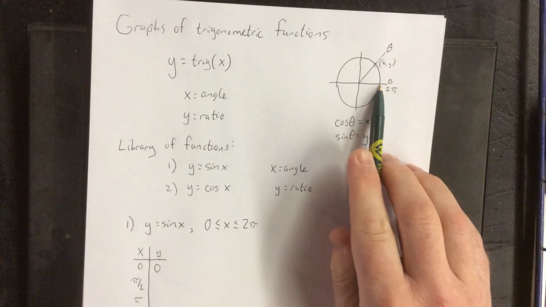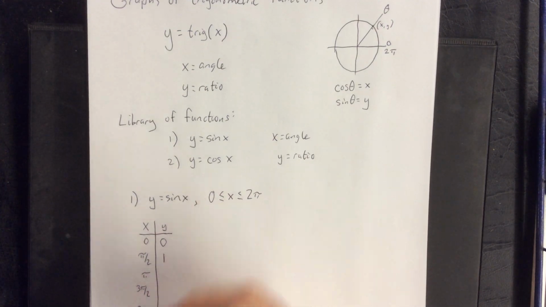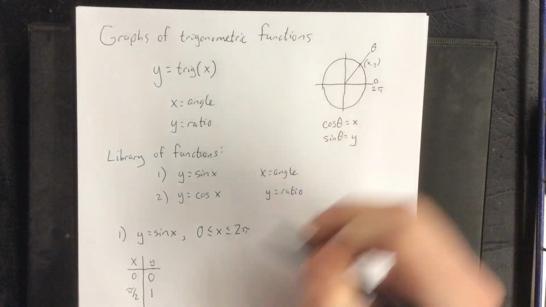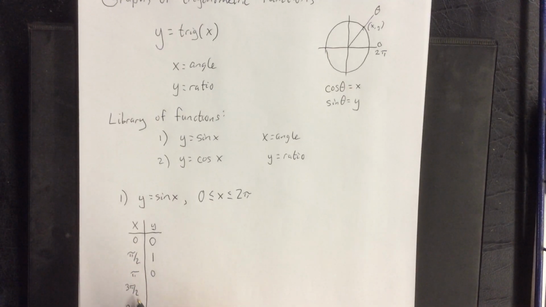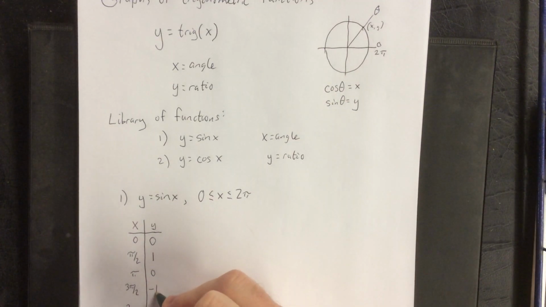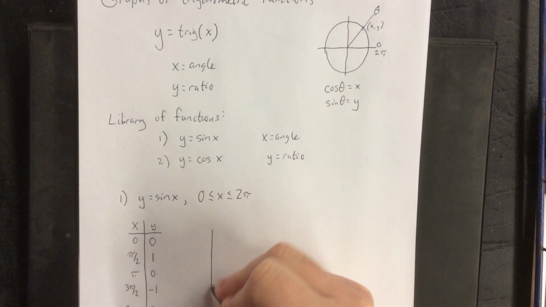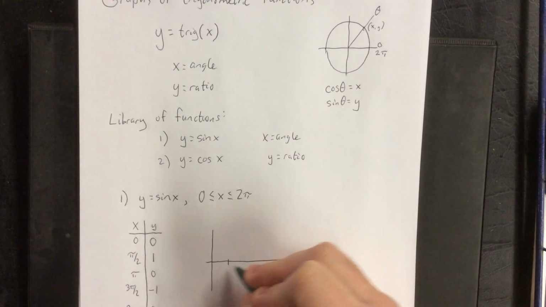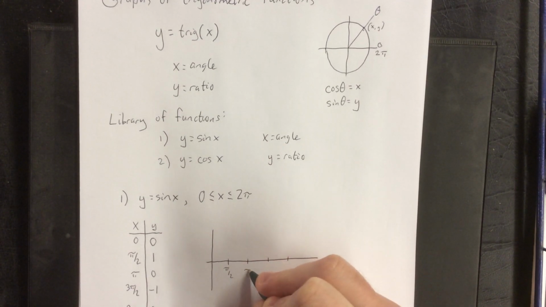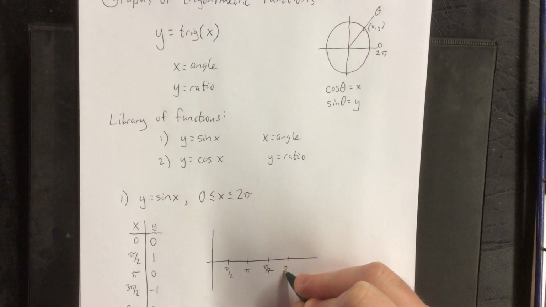At pi over 2, the angle in question would be this guy up here. The y-coordinate at that angle is 1. At pi, the y-coordinate at pi would be 0. At 3 pi over 2, we'd be talking about this point down here. The y-coordinate at this point is -1. And back to 2 pi, that's coterminal to 0, so I would expect to see the exact same thing. So we'll mark these 4 x values along the x-axis. Here's pi over 2, pi, 3 pi over 2, and 2 pi.